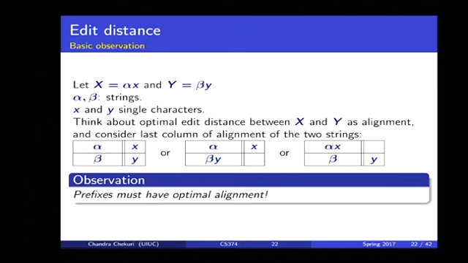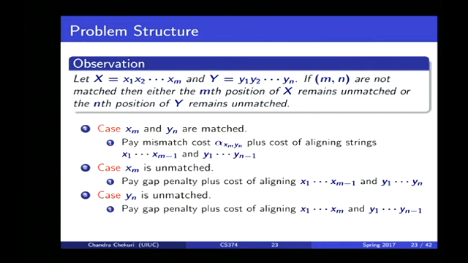What is the cost of aligning a string with an empty string? It is the length of the other string times delta, right? Because we have to insert all of them. That's the base case. If both of them are not empty, that means we can break up both strings with their last characters. These are the 3 possibilities for the alignment, and prefixes must have optimal alignment. So we look at the cost in each case, recurse, compute the best of the 3 costs and output that. We just do the obvious thing.